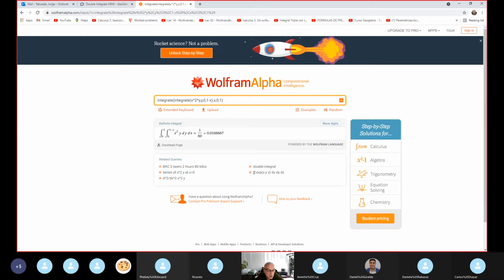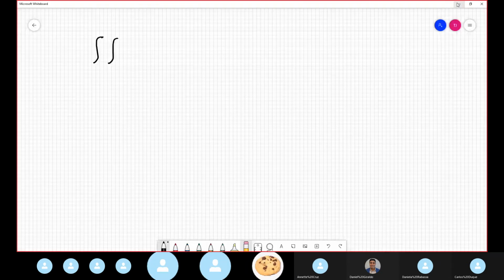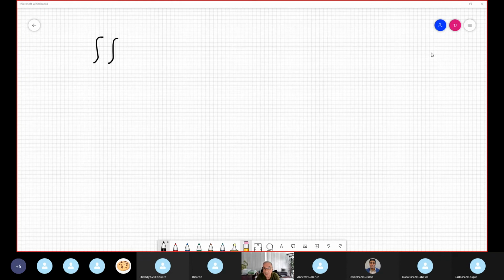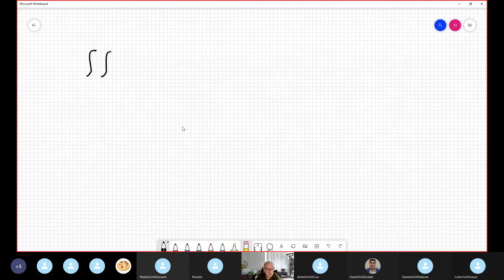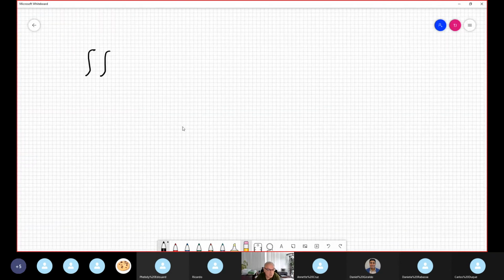Double integral, we don't see, oh, sorry. I forgot sometimes to share the screen because I believe the screen that I saw is the same screen that you see. Okay, suppose this double integral, 0 to 1. Do you see the whiteboard now, right?